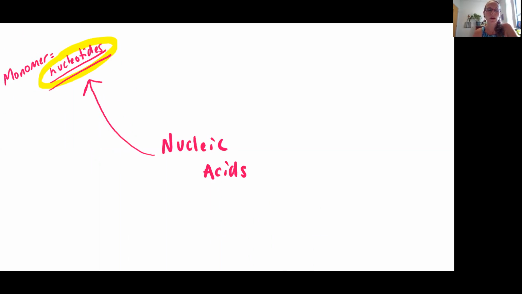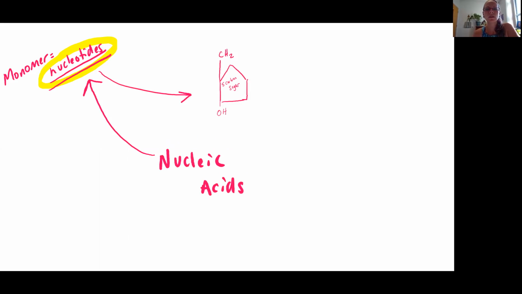Now, the monomer of a nucleic acid is called the nucleotide. So we do have a similar sound in both the monomer and the name of our molecules. The nucleotide structure consists of a 5-carbon sugar, so that's what I've drawn for you here, plus what's called a phosphate group. So remember our functional groups. This would be a phosphorus with oxygen surrounding. And then we need to have what's called a nitrogenous base.